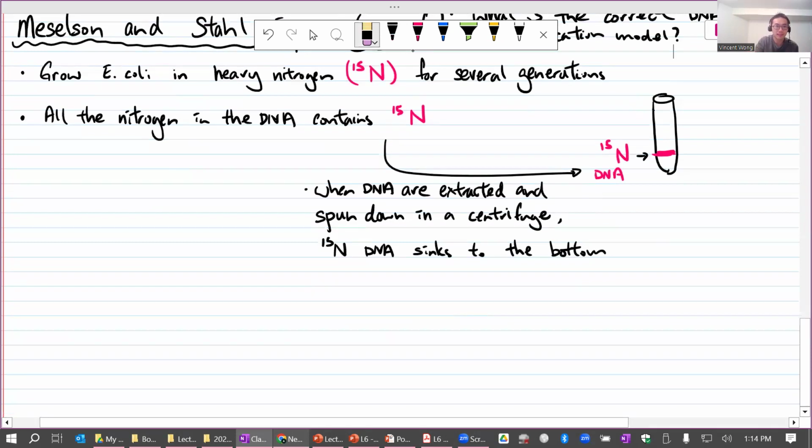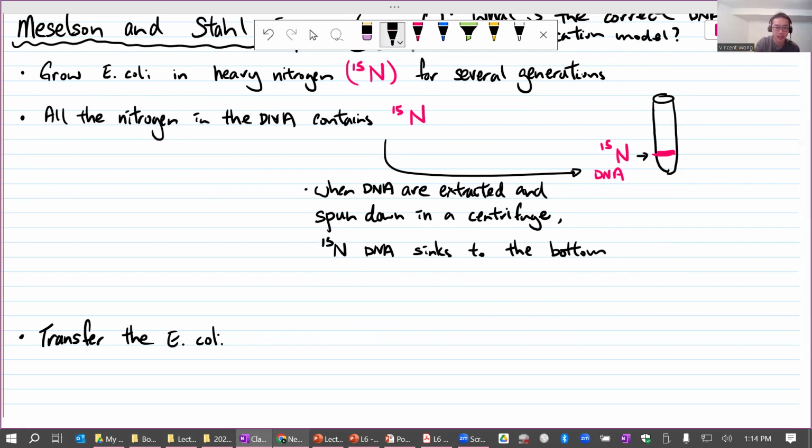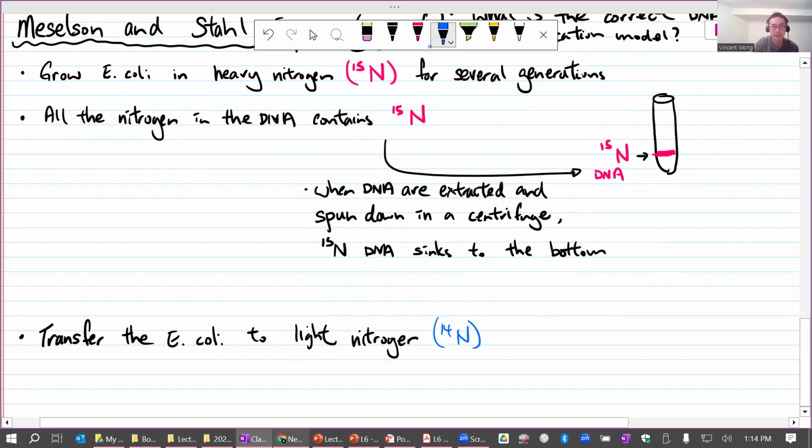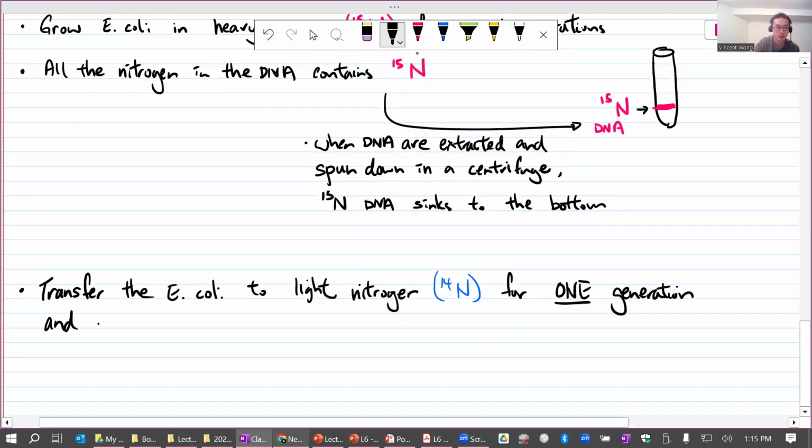So what do they do next? What they do next is this. They transfer the E. coli, the one that had been growing in heavy nitrogen, to N14, to light nitrogen. When I say light, really, it's like the regular nitrogen. That's the N14. For one generation. And extracted the DNA.